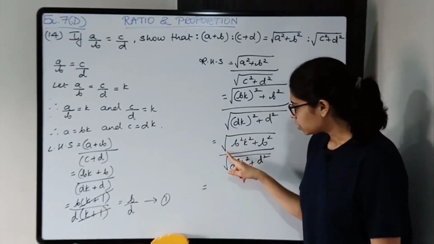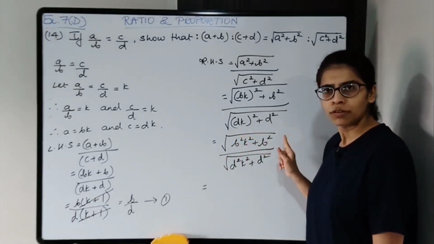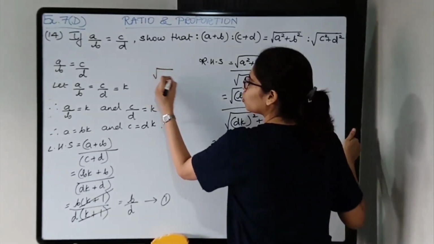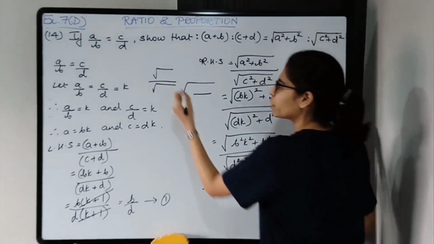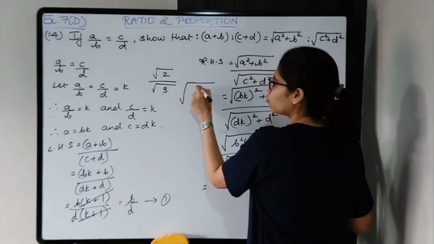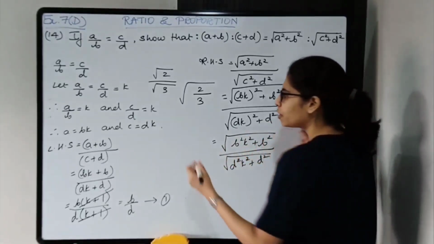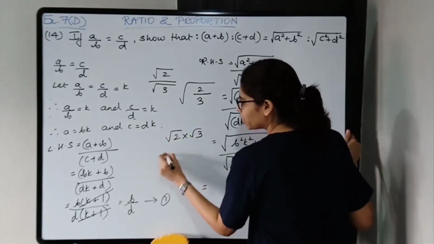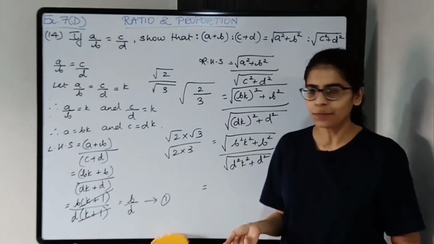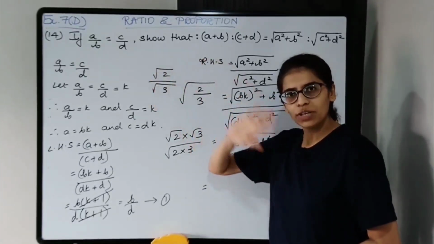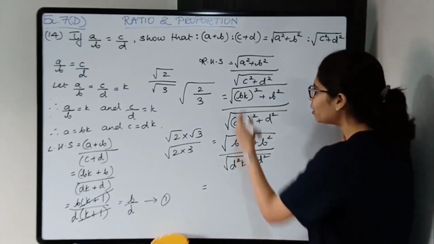Now this is under square root, this is under square root. So I can take a common square root. Whenever you have square root of something upon square root of something, you can take a common square root. If you have square root of 2 upon square root of 3, you can write square root of 2 upon 3. For division and multiplication you can take a common root. Or if you have square root of 2 into square root of 3, you can write it as root of 2 into 3. This is a basic law of indices. So we can take a common square root. You could have taken it earlier only.